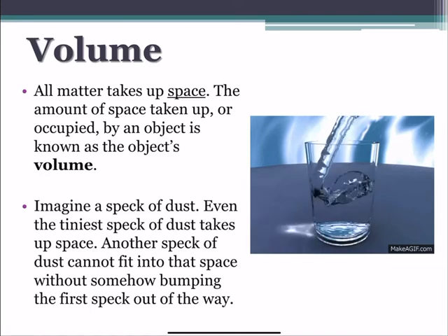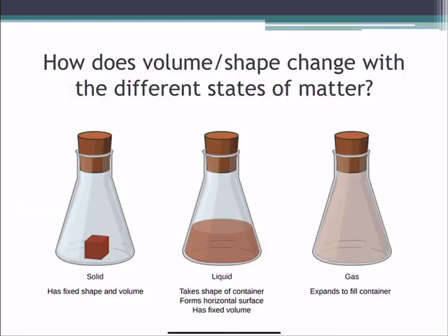So I want you to imagine a speck of dust. Even the tiniest speck of dust takes up space. Another speck of dust cannot fit into that same space without somehow bumping the first speck out of the way. So when we're talking about volume, the liquid, solid, or gas has a specific space that it takes up, and nothing else can take that space. So we need to be able to measure that, and we measure that by finding the volume.